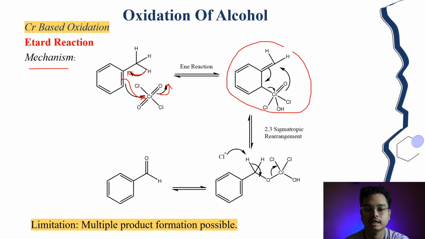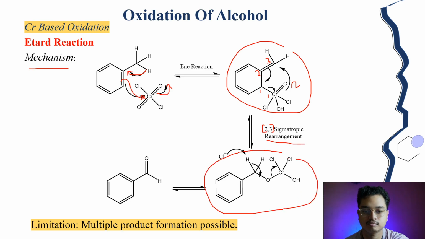After that, you can find here that this is 1, 1, 2, and this is 1, 2, 3. That means a 2,3 sigmatropic rearrangement takes place here. A similar thing is observed in the case of Babler oxidation also, where it is a 3,3 sigmatropic reaction. But in the Etard reaction, a 2,3 sigmatropic rearrangement is observed. And after the 2,3 sigmatropic rearrangement, this type of intermediate is generated.